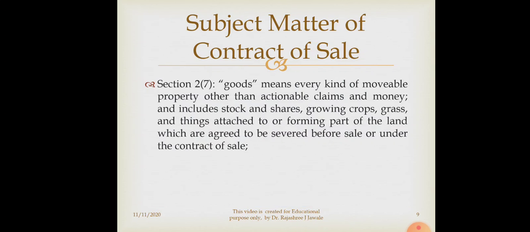So, subject matter of contract of sale. According to section 2 subclause 7, what are goods? Goods means every kind of movable property other than actionable claims and money, and includes stock and shares, growing crops, grass, and things attached to or forming a part of the land which are agreed to be severed before sale or under the contract of sale.